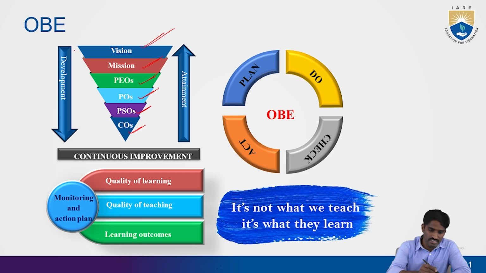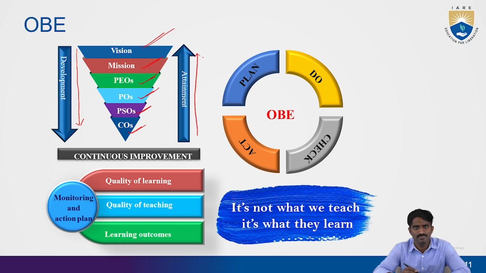This is the development process from vision, mission, PEOs, POs, PSOs, and COs, and the attainment process is in the reverse way. First, we will check whether the COs are attained or not. After that, based on the CO attainment, we will check whether the PSOs are attained or not.